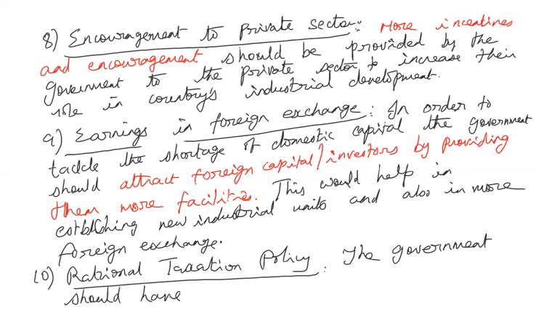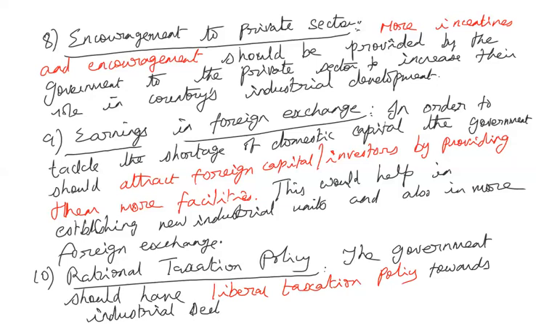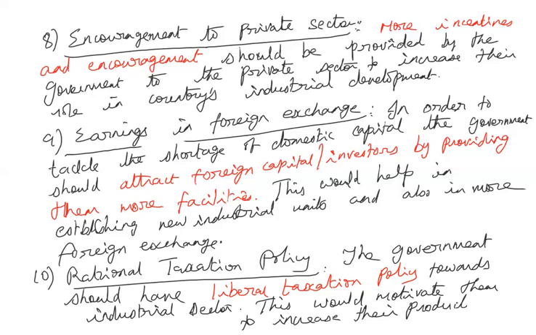So the government should have a liberal taxation policy towards the industrial sector. This would definitely motivate them to increase their production. All these steps will go a long way in increasing the production of industries in our country. Okay, so that's it. These are all the reasons and measures suggested. Of course, most of the measures have also been undertaken by the country.